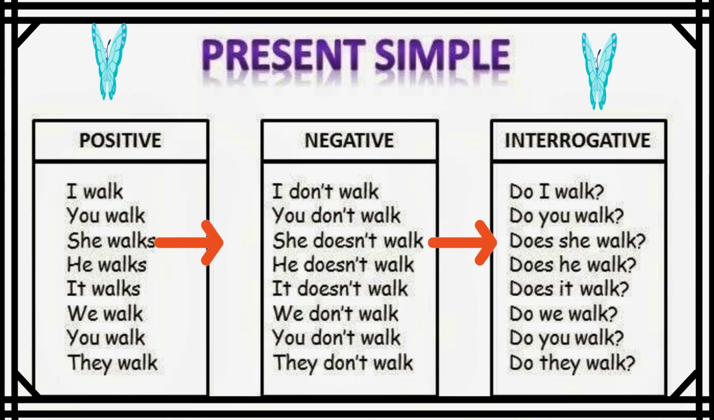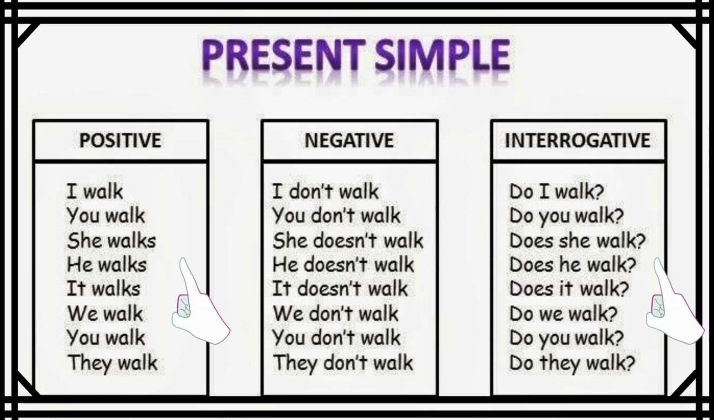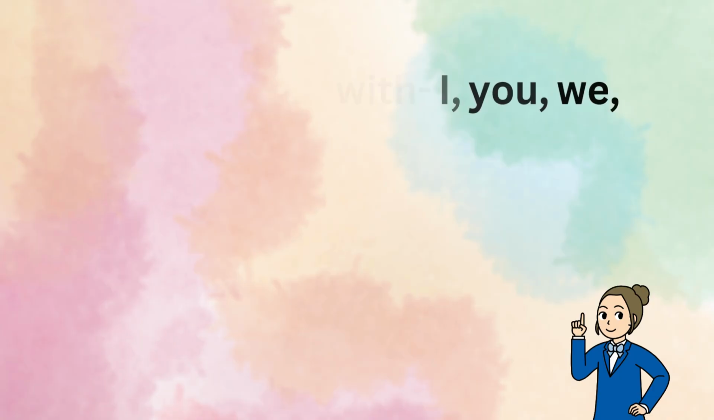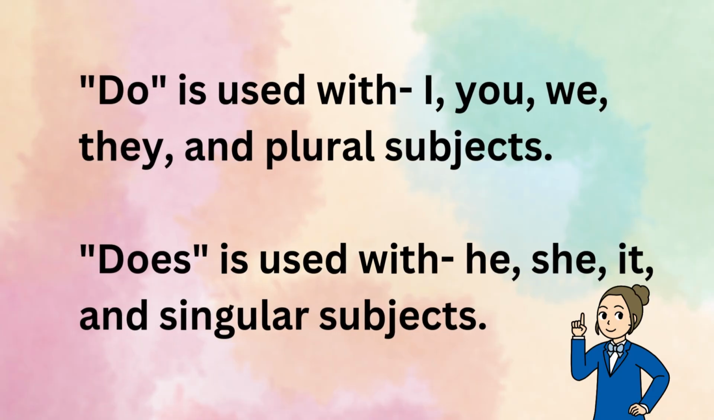Continue. He walks. He doesn't walk. Does he walk? It walks. It doesn't walk. Does it walk? We walk. We is a plural subject. We don't walk. Do we walk? You walk. You don't walk. Do you walk? They walk. They don't walk. Do they walk? It's very important to remember that "do" is used with I, you, we, they, and plural subjects, while "does" is used with he, she, it, and singular subjects.